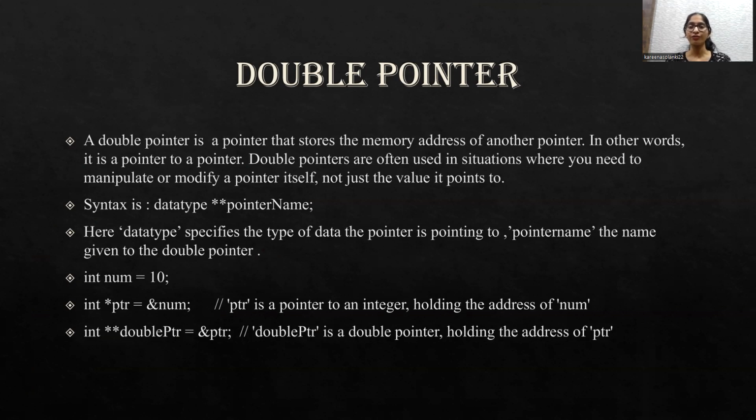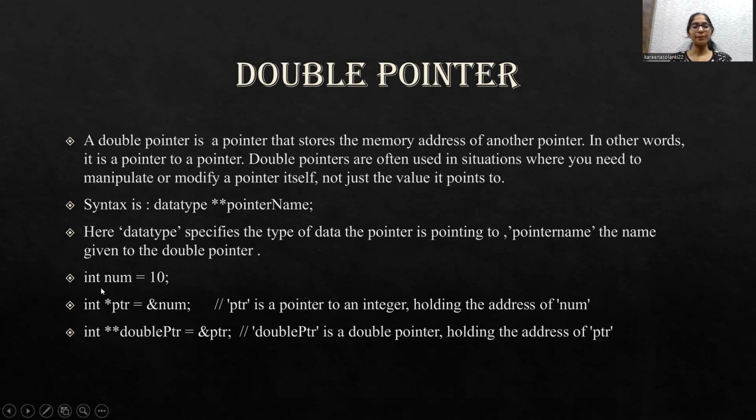Double pointers are often used in situations where you need to manipulate or modify a pointer itself, not just the value it points to. So the syntax goes like this: data type, double star, pointer name. Here the data type specifies the type of data the pointer is pointing to, and the pointer name is nothing but the name given to the double pointer.